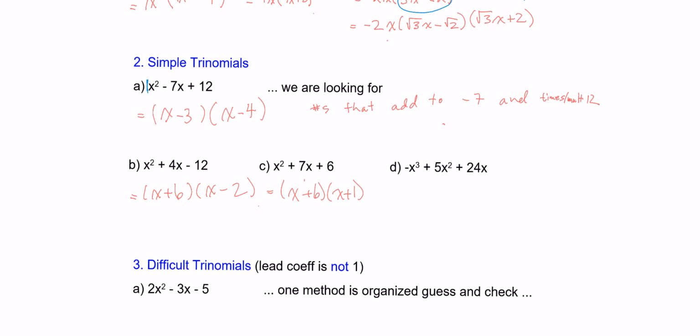Now, for the last one here. Like before, in order to make your life easy, we have to find the common factor first. We always start with common factoring. So we're going to pull out a negative x. So what we're left with in the bracket is x squared minus 5x plus 24. Nope, that doesn't work. Let's fix that.